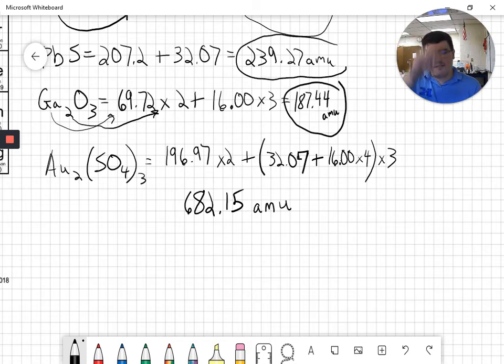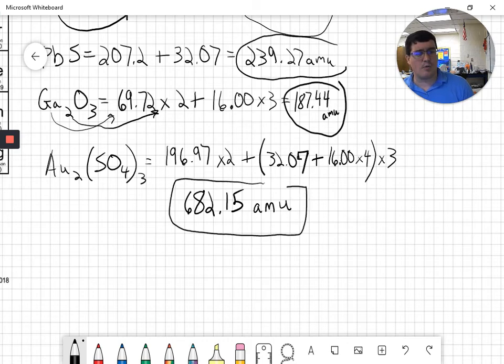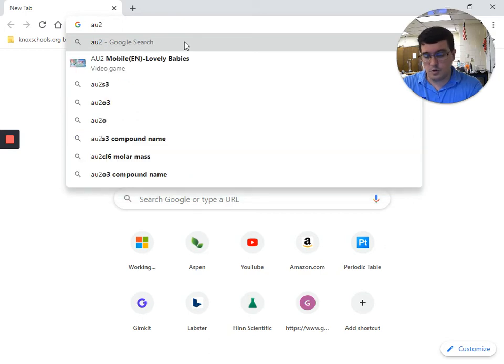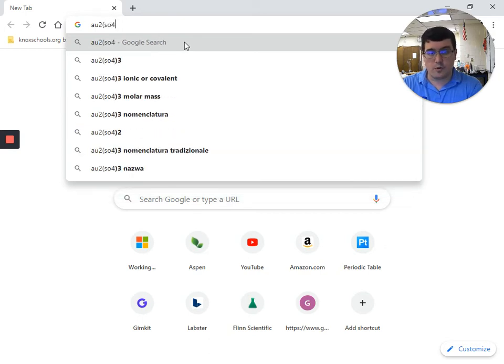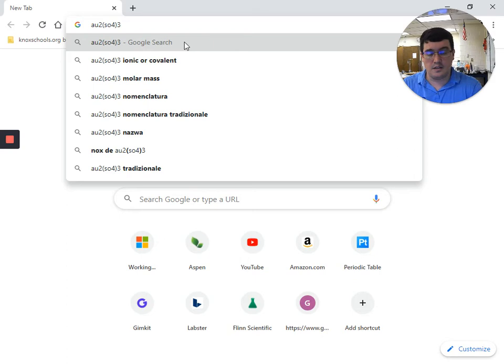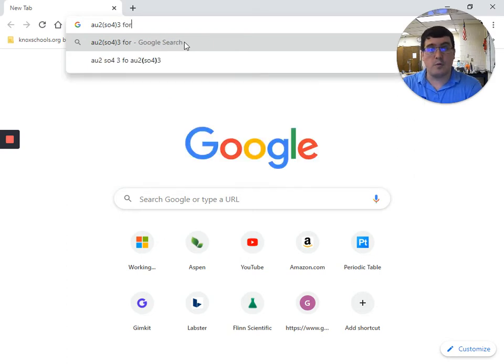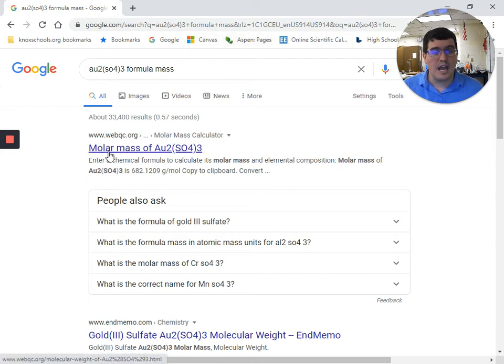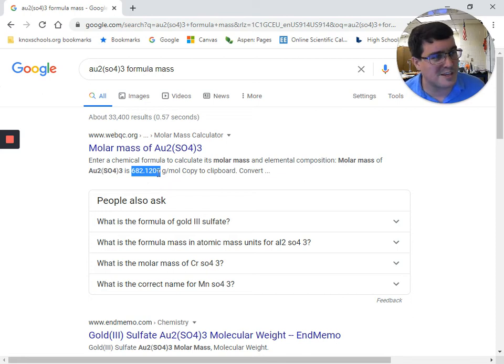AMUs. Now, I felt, man, this one's way higher than those other ones. If I wanted to check that work, one thing that I could do is I could go pull up Google. I'm going to pull up Google here, and I'm going to type that in, Au2, open parentheses, SO4, close parentheses, 3, and formula mass. And let's see if Google comes up. It calls it molar mass, but it gives me this 682, and they give it in a lot more decimal places, don't they?